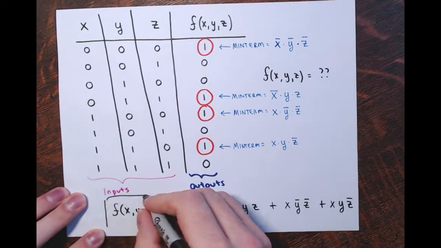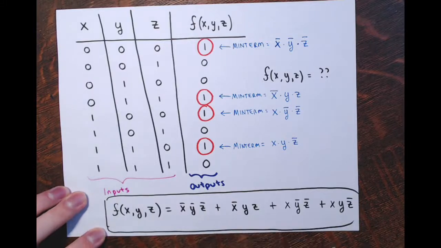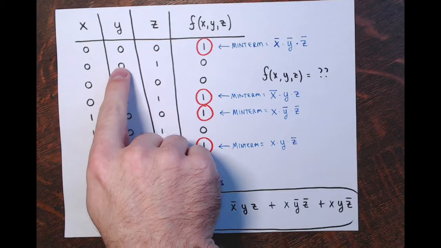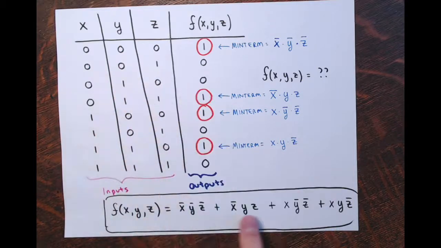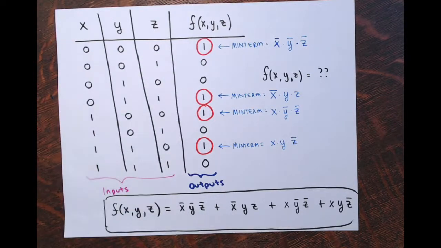So here's an expression for that function. If you were to plug in 0 for x, y, and z, the output would be 1. If you were to plug in 0 for x and y and 1 for z, the output of this would be 0. And you can test it. You can test all 8 of these in this expression, and you'll get these 8 outputs.